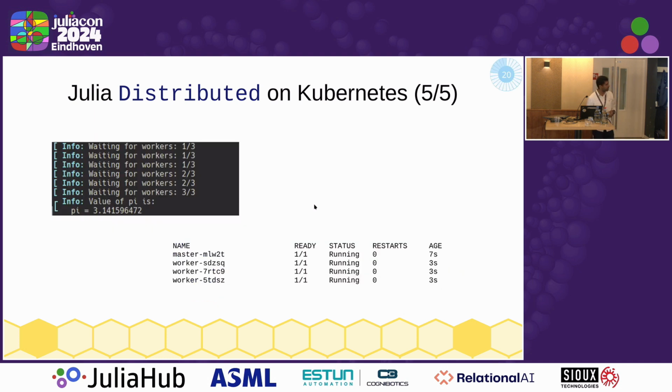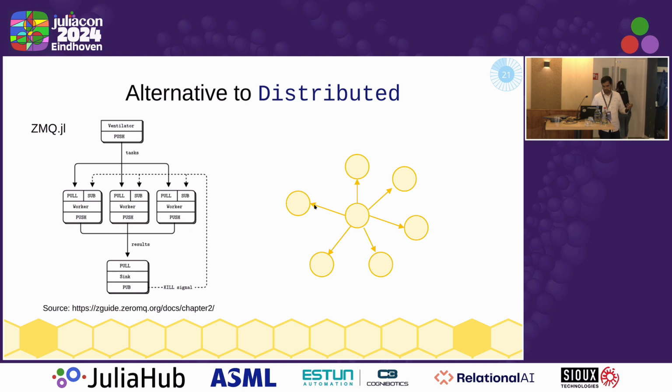Okay, so the output looks like this. It's going to wait for some workers for some time, then finally it's going to get the value of pi there. And if you list the containers, you're going to see 1 master and 3 workers. I just put this slide here just to mention that you don't have to use distributed. You could use something like ZMQ. There's more details on the ZMQ website.